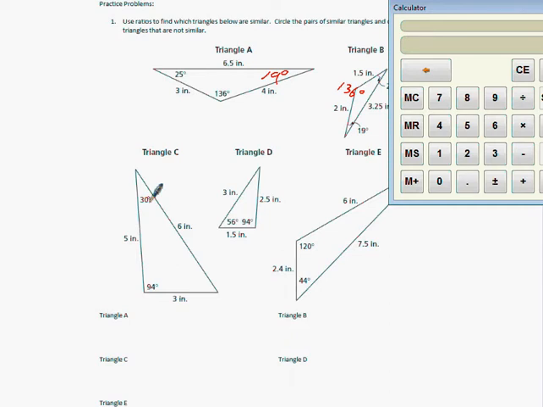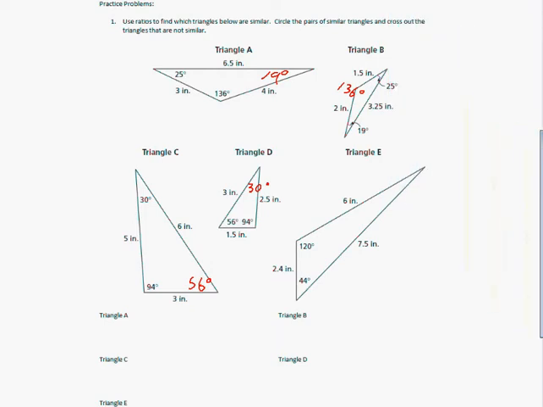94, 30. 94 plus 30. What's left out of 180 equals 56. 56, 94, so 30. 120, 44. I'm messing this up. Plus 44 equals 164, minus 180. What's left is 16.